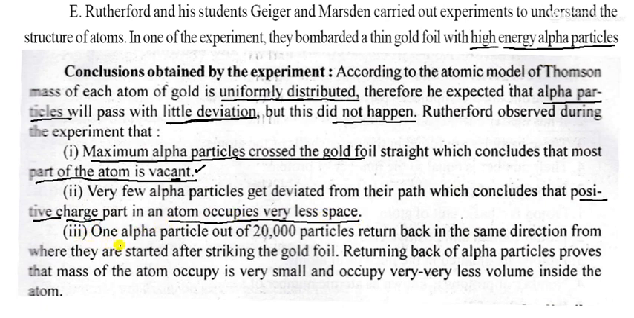So the third one: one alpha particle out of 20,000 particles returns back in the same direction from where it started after striking the gold foil. The returning back of alpha particles proves that the mass of the atom is concentrated in a very small space and occupies very little volume inside the atom. So these are the facts. Now come to the next one.